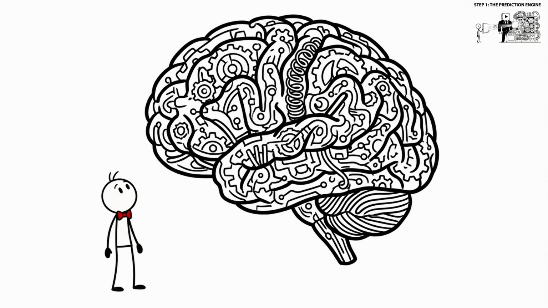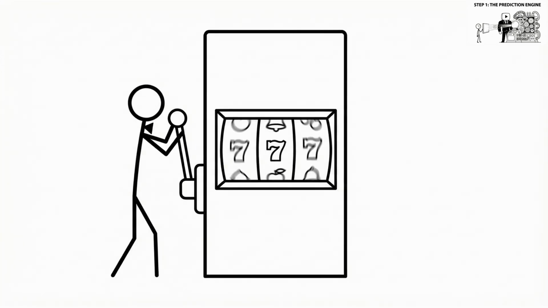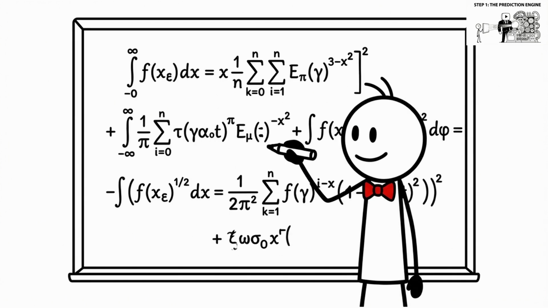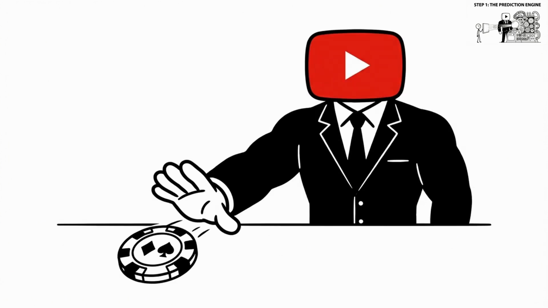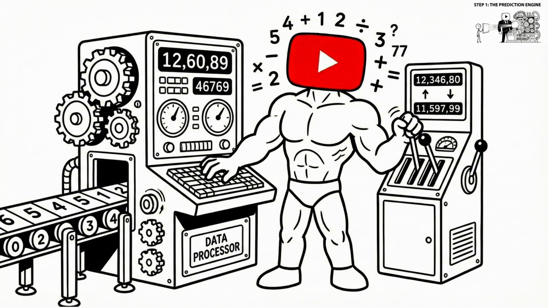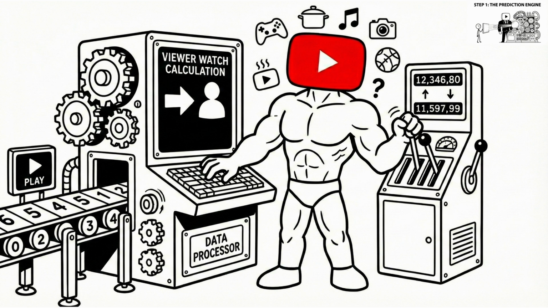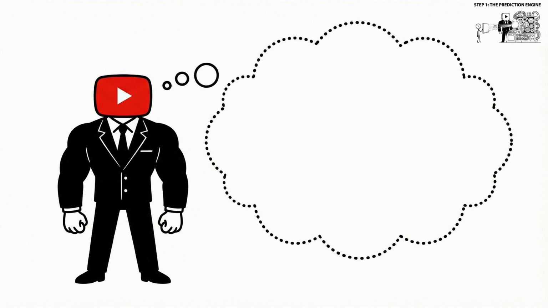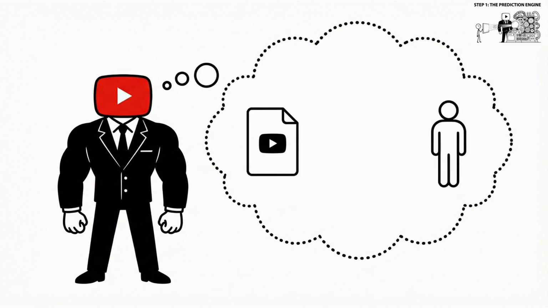To understand why the algorithm ignores you, you have to understand how it thinks. Amateurs treat YouTube like a casino. They upload random things and hope to get lucky. Professionals treat YouTube like a formula. The algorithm is not a gambler. It is a prediction game. Its goal is to predict with mathematical certainty what a viewer will watch. Every time it recommends a video, it calculates its probability. It asks, if I show this video to viewer A, what is the % chance that they will watch it?